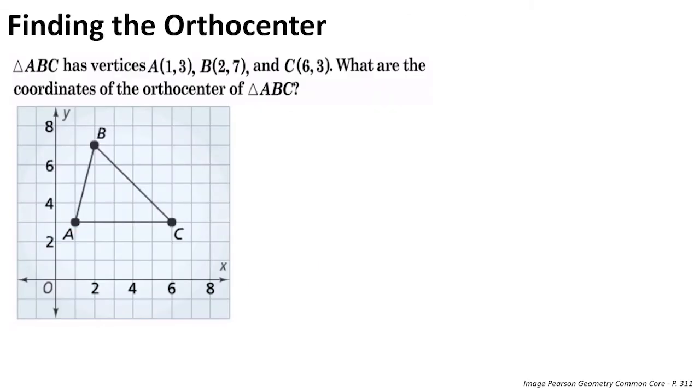So let's use this information that we're given to find an orthocenter on a coordinate grid. It says triangle with vertices A (1, 3), B (2, 7), and C (6, 3). What are the coordinates of the orthocenter of triangle ABC? So the first thing we want to do is draw some altitudes. We start out by drawing one altitude. An easy one would be starting at point B, straight down, because that is actually on the grid. And that is the line x equals 2, because if you were to keep extending that line, it will cross the x-axis at x equals 2.